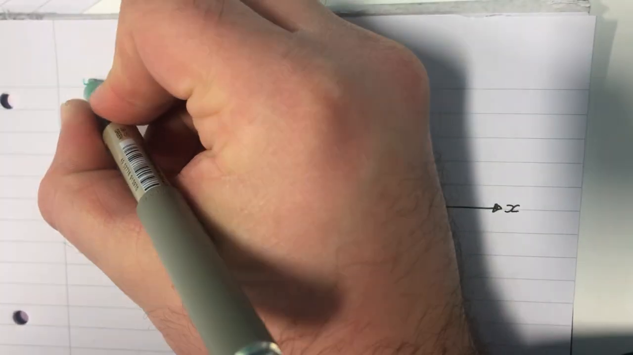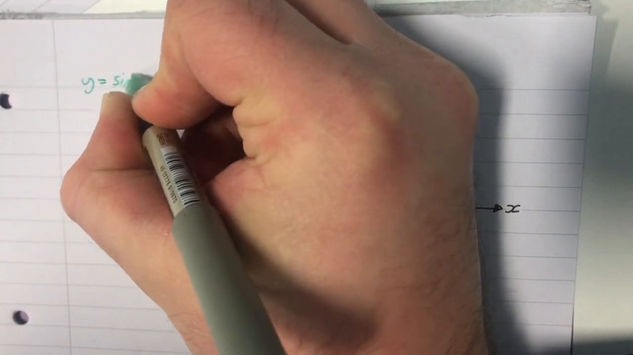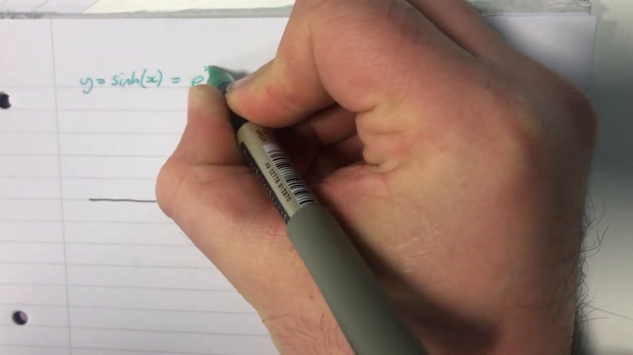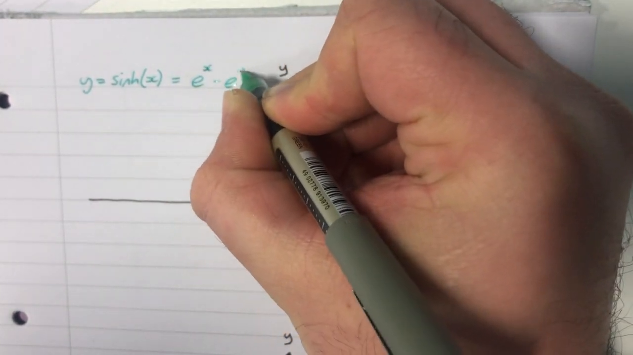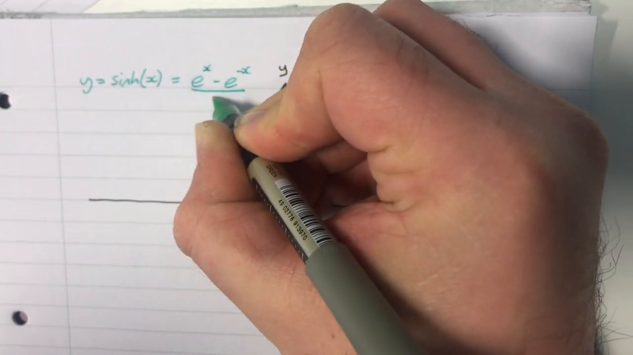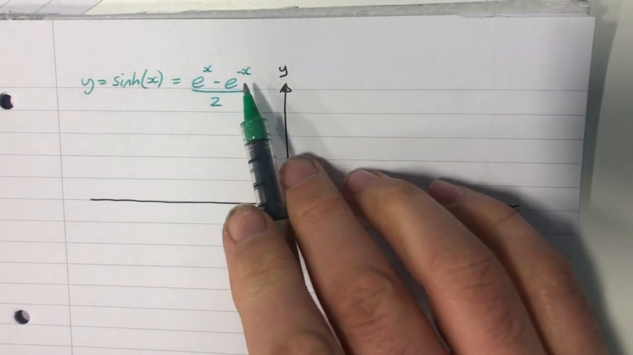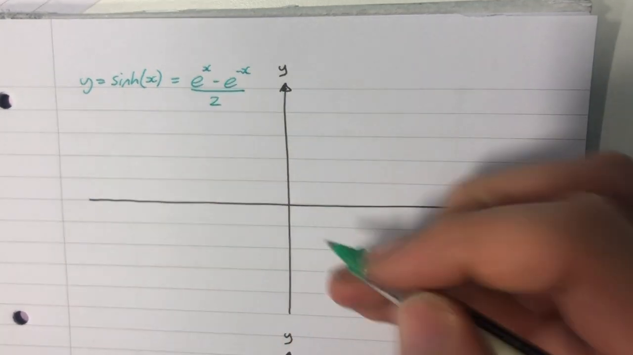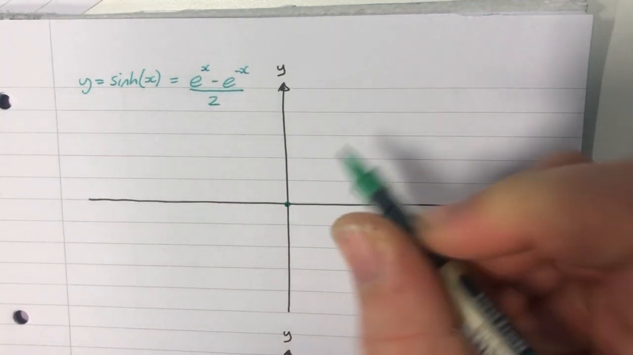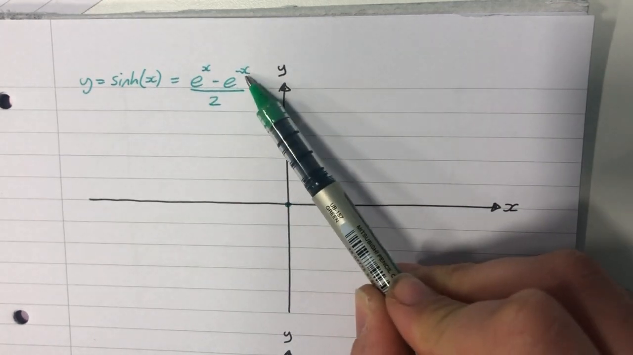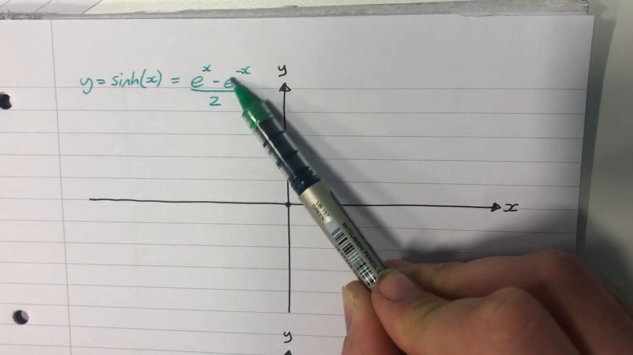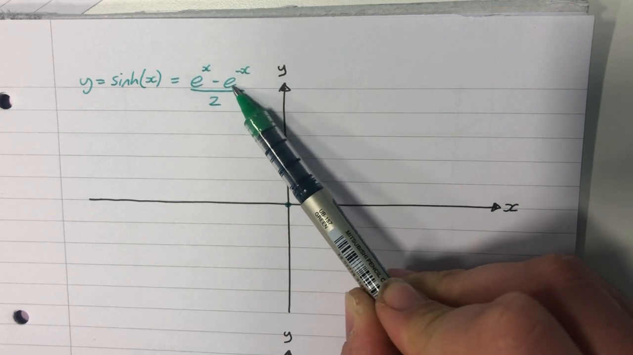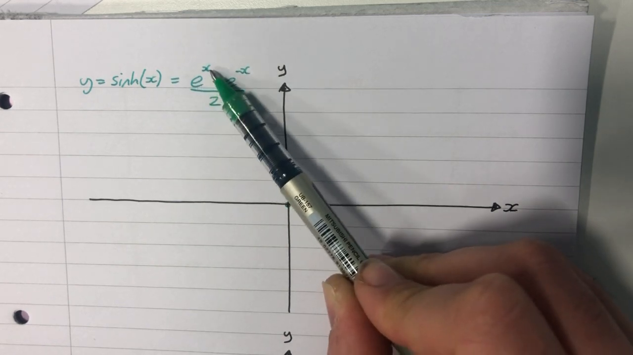Now y equals sinh of x. Now that is defined as e to the x minus e to the minus x all over 2. So when x is 0, the top of the fraction will be 1 minus 1, which is 0. So it goes through the origin. As x gets really big, this will disappear, because it's e to the minus something really big, so it will go to 0. So we're left with e to the x over 2.